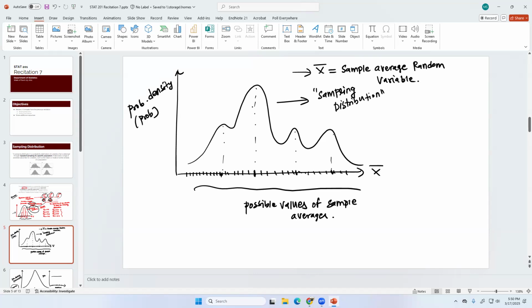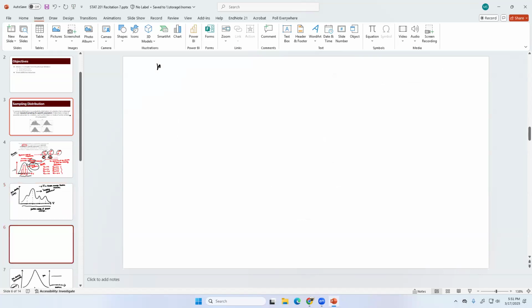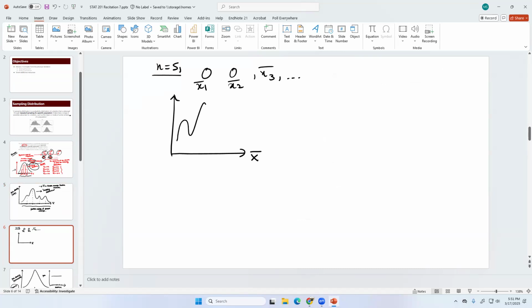Now comes the central limit theorem. Central limit theorem kicks in when you have a large enough sample, okay? When you're taking a large enough sample, then this sampling distribution won't be any random shape. It will be a normal shape. That is what the central limit theorem tells you. So if you take samples of size, let's say 5, and you take a bunch of samples and calculate the average, then your x bar could be any shape, okay?